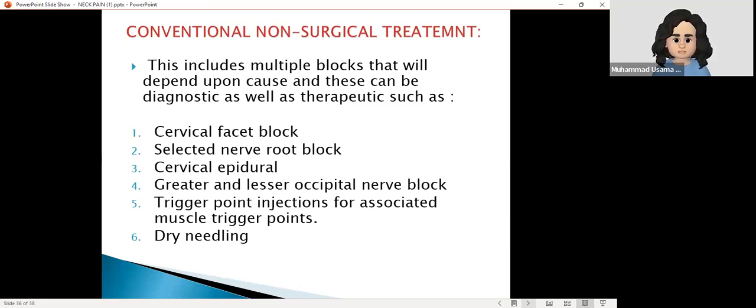The conventional non-surgical treatments that can be done include cervical facet block, selective nerve root block, cervical epidural, greater and lesser occipital nerve block, trigger point injections if the patient is presenting with associated trigger points in the trapezius muscle, and dry needling.